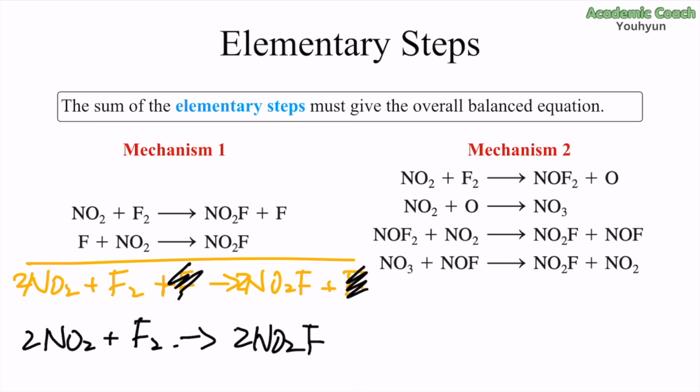And now let's take a look at mechanism 2. For reaction mechanism 2, there are 4 elementary steps. And again, I'm going to sum up all of these 4 steps.